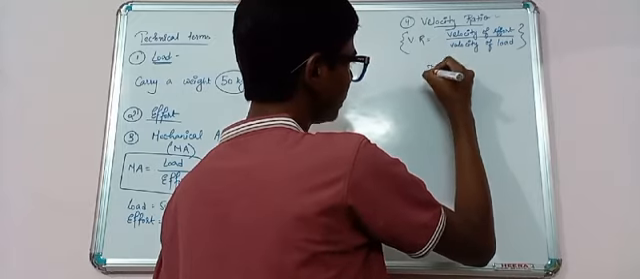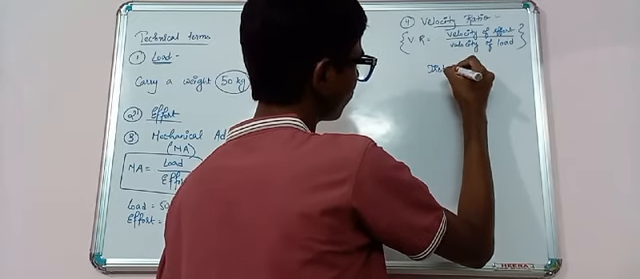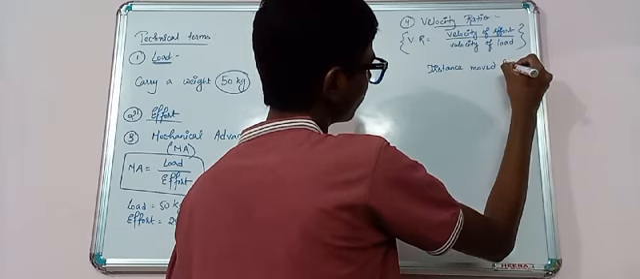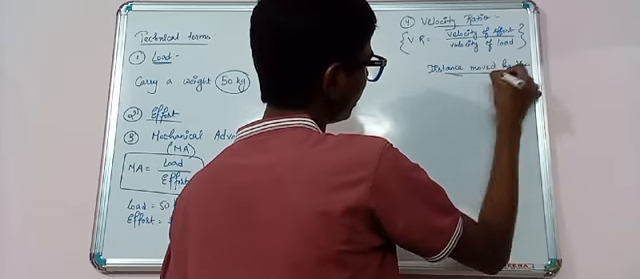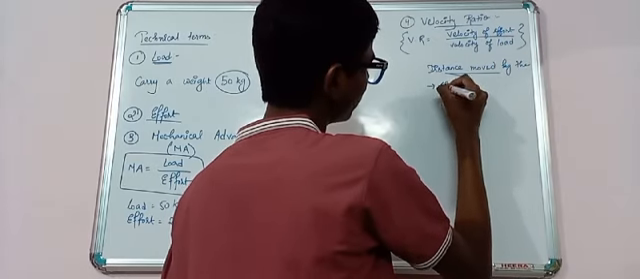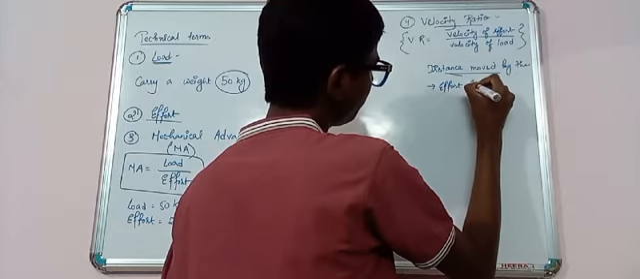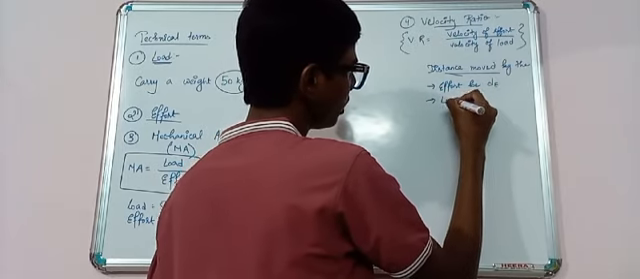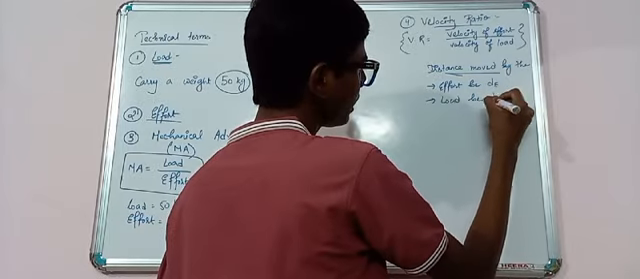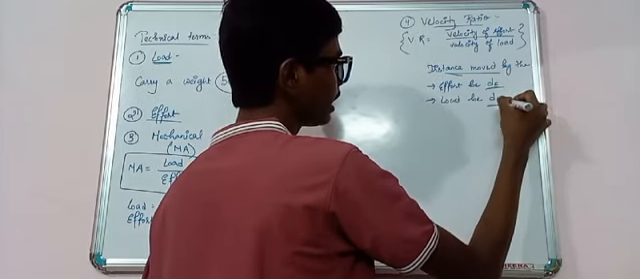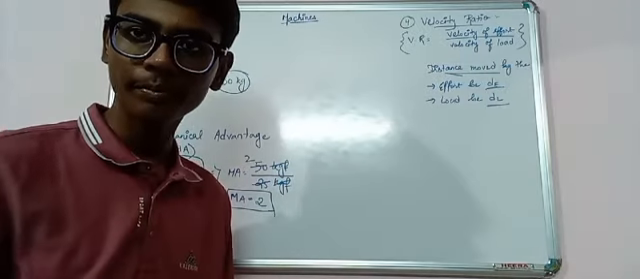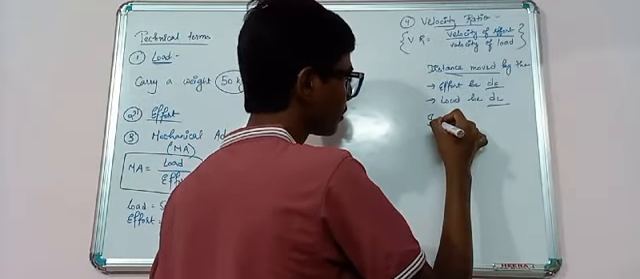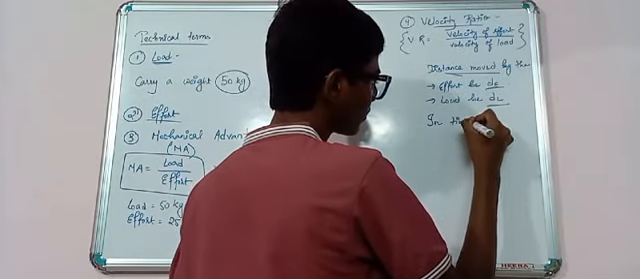So let us take it as displacement by time or distance by time, whatever you take for the time being. Let the distance moved by the effort be dE and the distance moved by the load be dL. dE and dL. Right? Time remains the same, in time t.